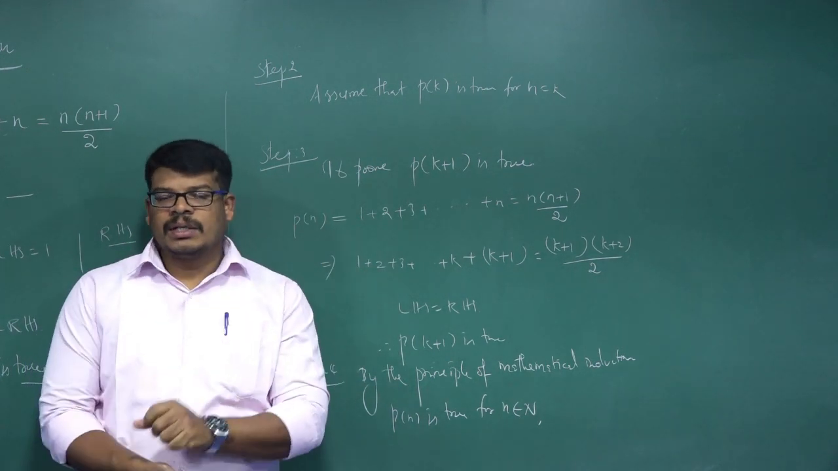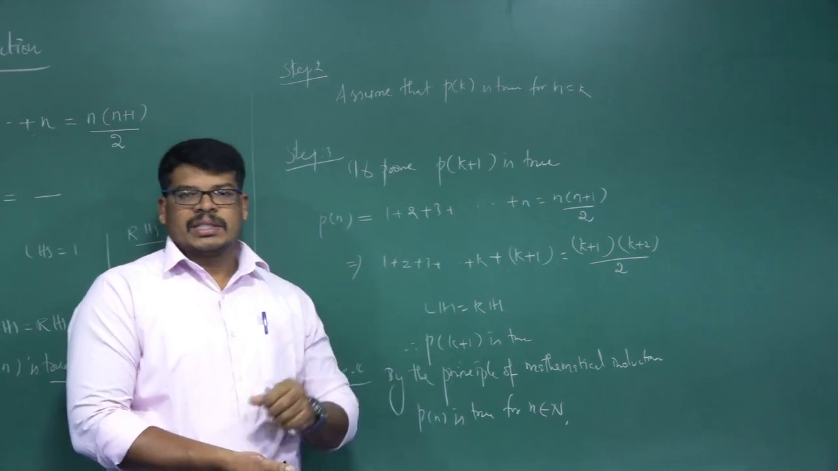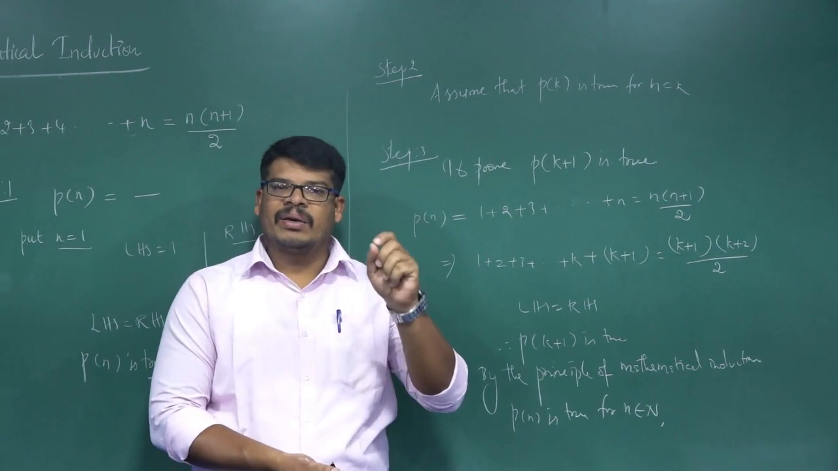We have 4 steps. Step 1 is given the statement, write it as P of n. The next one, put the value n equal to 1.